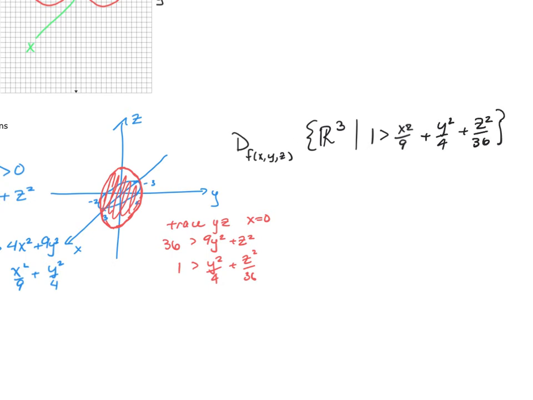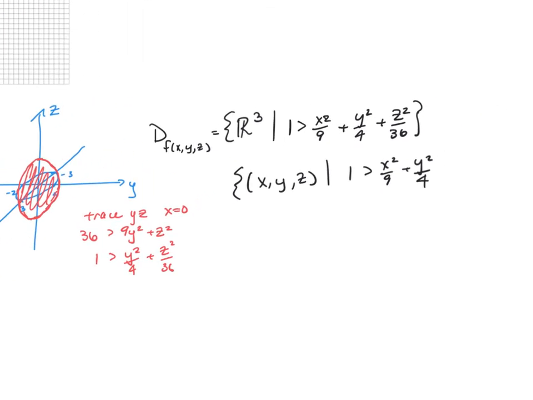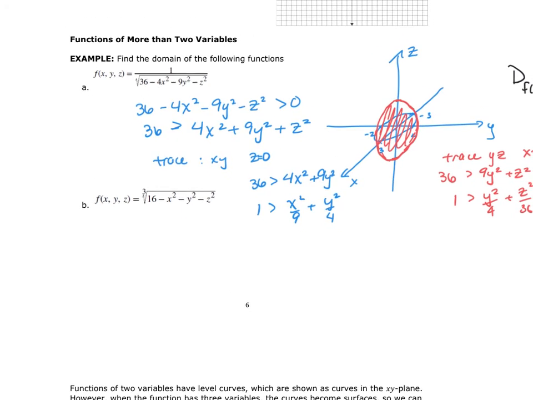And of course, I can also write it this way with my ordered triplet x, y, and z, such that 1 is greater than x squared over 9 plus y squared over 4 plus z squared over 36. Okay, so that is the domain for that one. Let's take a look at this domain. Now, let's just talk about this.